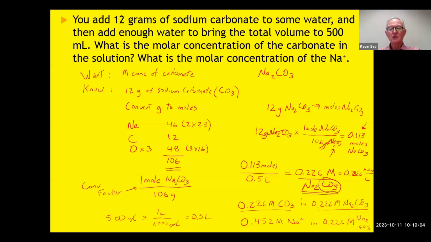So every formula unit of sodium carbonate has 2 sodium. If we have a molar concentration in our beaker of 0.226 molar sodium carbonate, we actually have 2 moles of sodium for every mole of sodium carbonate. So our molar concentration of sodium is 0.452. And that combines a lot.